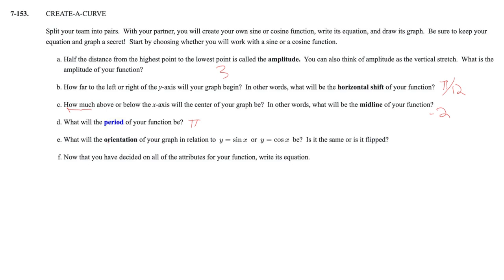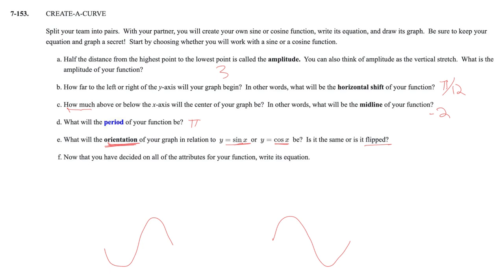And then what will the orientation be? This is kind of a new word here. I didn't mention it on the last one because we hadn't really got there yet. But you've got sine or cosine. Will it be the same or will it be flipped? Sine graph typically looks like that. But what if it's flipped? What if it's the opposite? So that's what they mean by flipped.